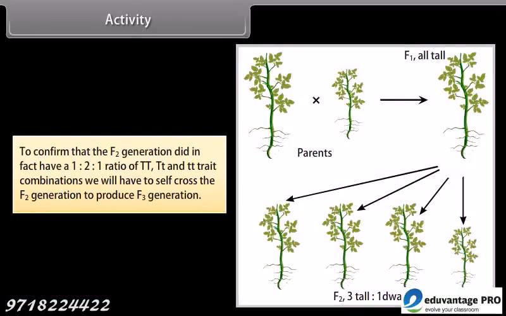Activity. To confirm that the F2 generation did in fact have a 1:2:1 ratio of TT, Tt and tt trait combinations, we will have to self-cross the F2 generation to produce the F3 generation.